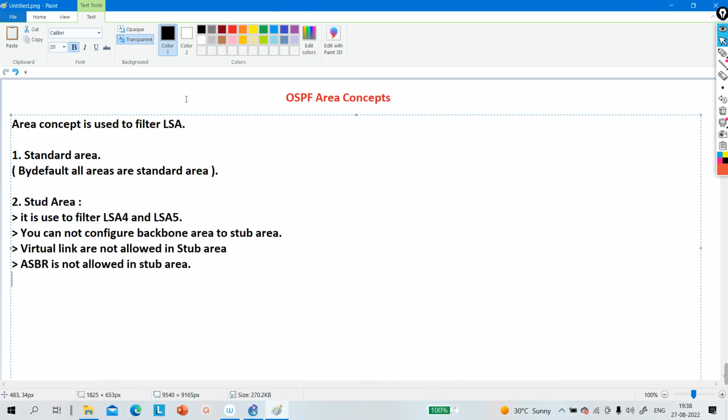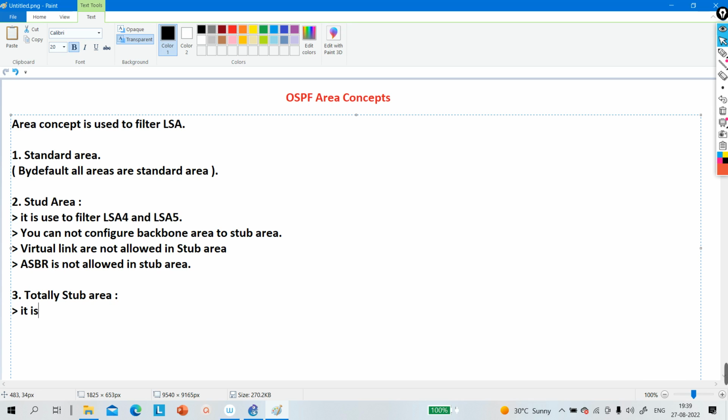So stub area is used to filter LSA 4 and LSA 5. That is an important thing that you need to keep in mind. And the third type of area is totally stub area. There is no difference between stub area and totally stub area, except that totally stub area is used to filter LSA 3, LSA 4 and LSA 5.